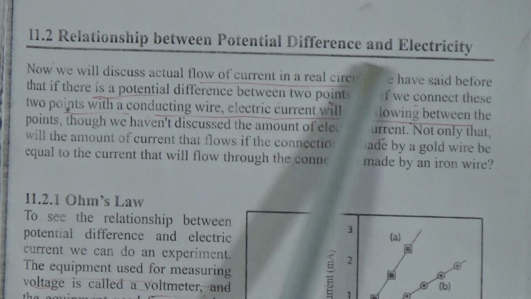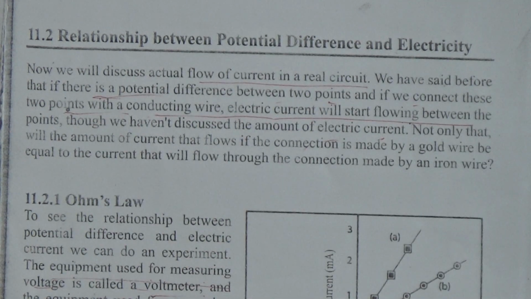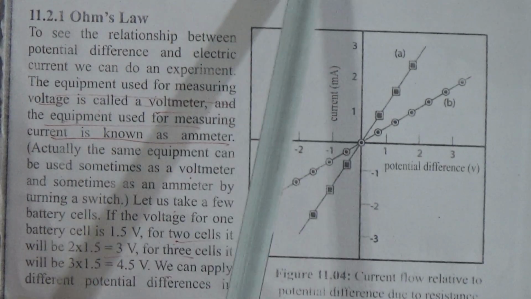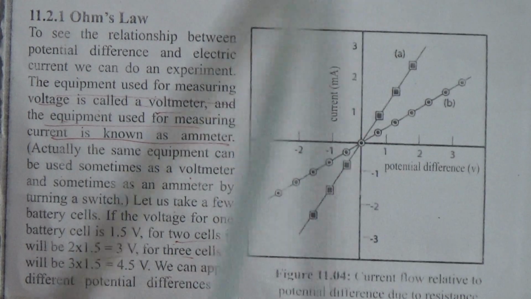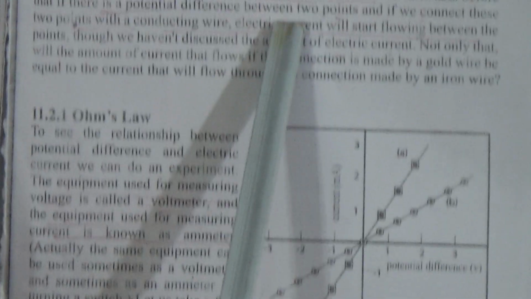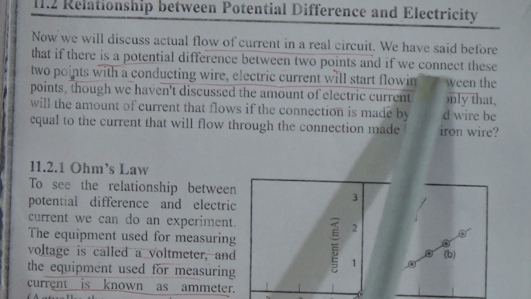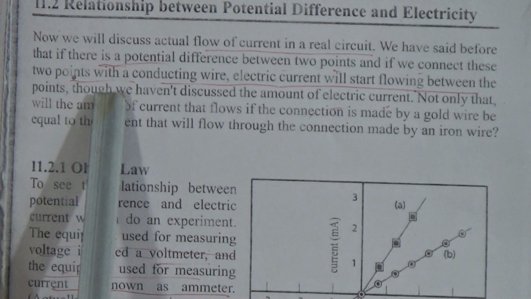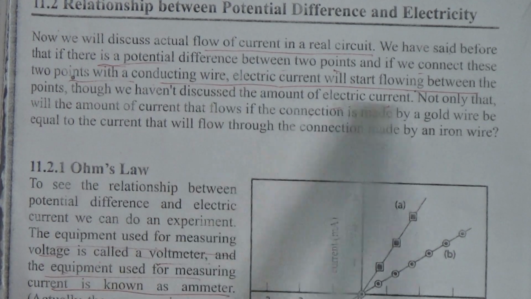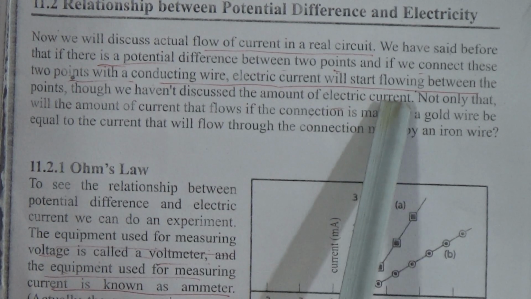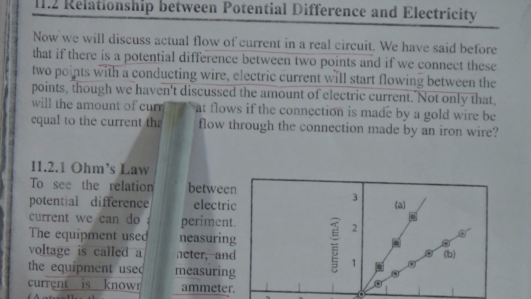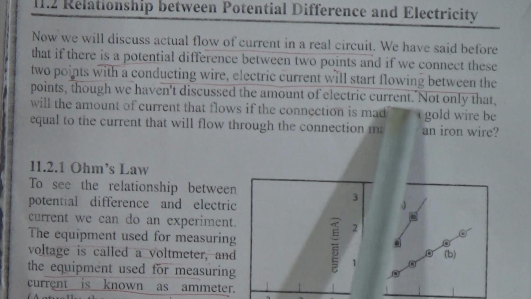My dear students, now come to the next topic, relationship between potential difference and electric current. Now we will discuss the actual flow of current in a real circuit. We have said before that if there is a potential difference between 2 points and we connect these 2 points with a conducting wire, then electric current will start flowing between these points. Though we haven't discussed the amount of electric current.